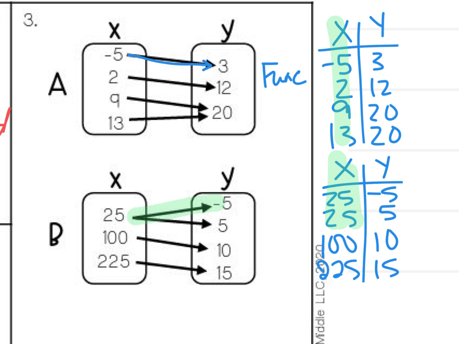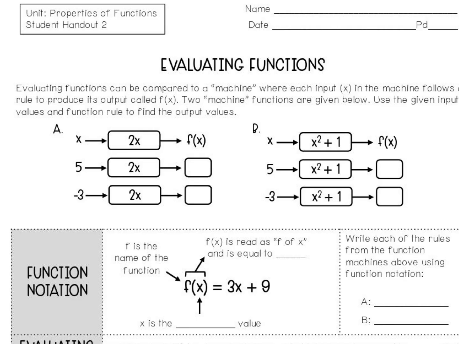Notice this has 2 lines from my X, which is 25. That tells us this is not a function. So elaborating on, we know what a function is and what it isn't. We can also assign values. So you just saw in a mapping, in coordinates, in a table, in a graph, it is an XY pair.